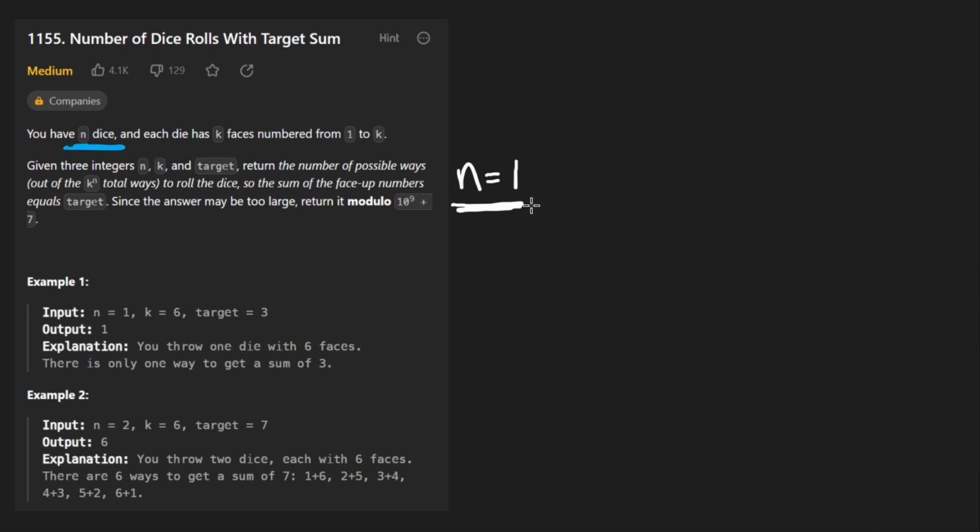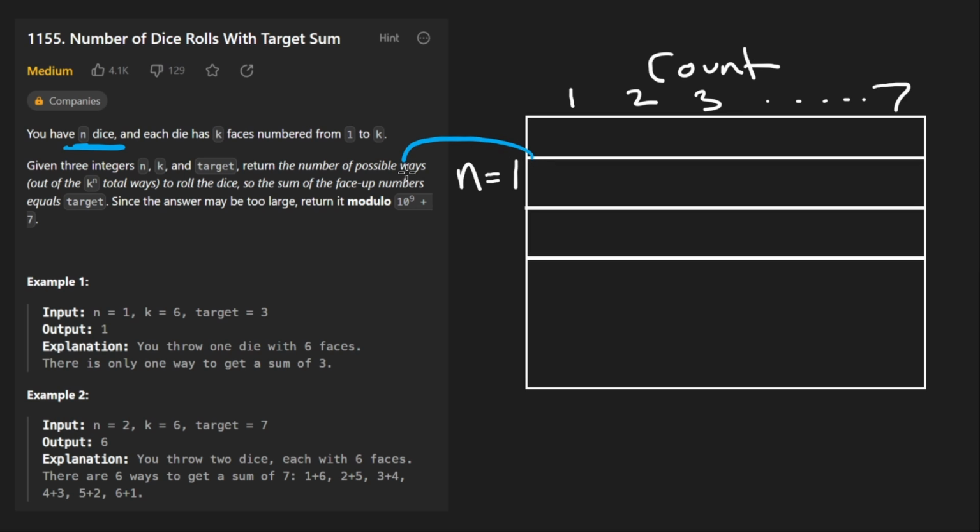So with n equals 1, the question is, what's the count? How many ways can we roll the value 1 and 2 and 3 and all the way up until the target, which in this example is just 7? So with 1 dice, how many ways can we roll the value 1? Just one way, right? Same thing with 2, 3, 4, 5, and 6. With 7, we can't roll up to 7 with just 1 dice, so we can put a 0 here.